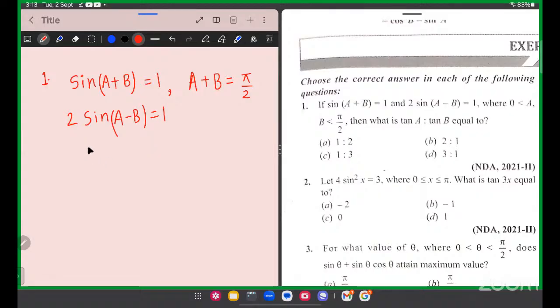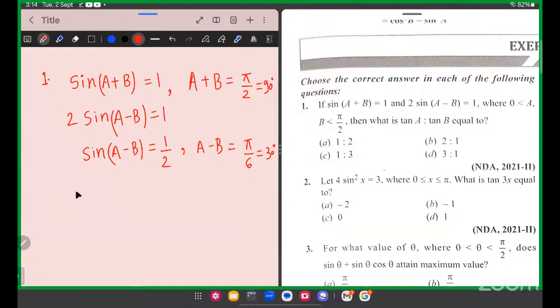In the same way, I can write the second equation, sine A minus B is equal to half, right? If 2 goes on the right hand side, it becomes half, right? And we already know at what angle sine becomes half. Yes, pi by 6, right? So A minus B is equal to pi by 6 using trigonometric table. This can be written as 90 degree and this can be written as 30 degree. And now we are supposed to find out the ratio of tan A is to tan B.